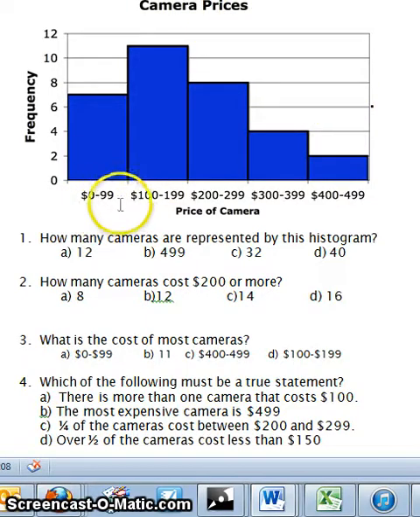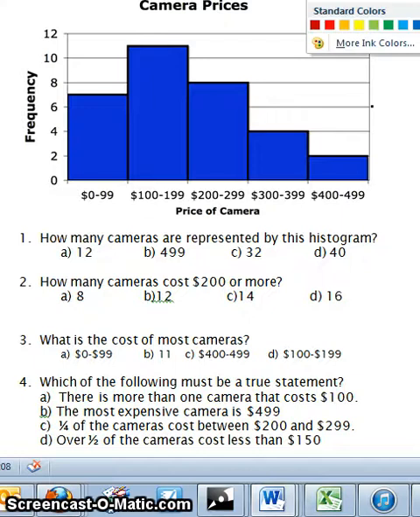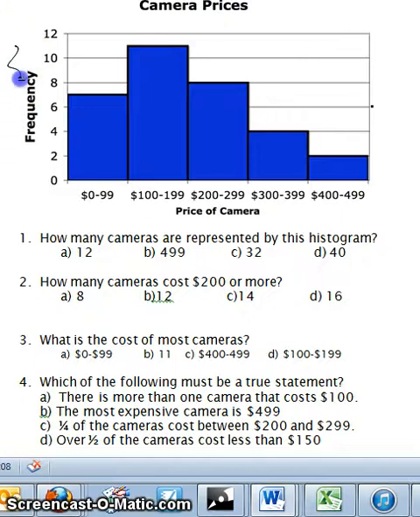It looks like the x-axis is the prices of the cameras, so price ranges of cameras, and then the frequency. Frequency means how many occur in that range. So this column, for instance, would tell me that there are 7 cameras that cost between $0 and $99. Okay. All right, so number 1 says how many cameras are represented by this histogram?